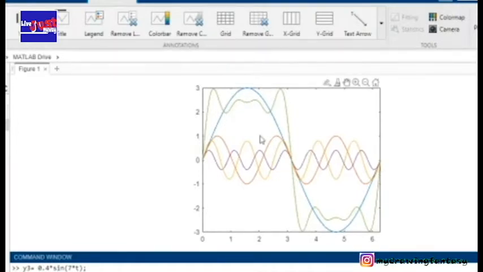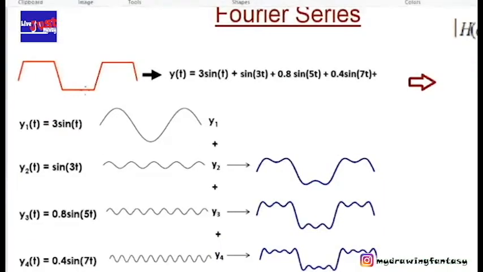Now we are going to discuss how this relates to a Fourier series. A square wave can be created by adding a couple of sine waves together. When you increase the number of frequencies, you will get exactly the original signal.